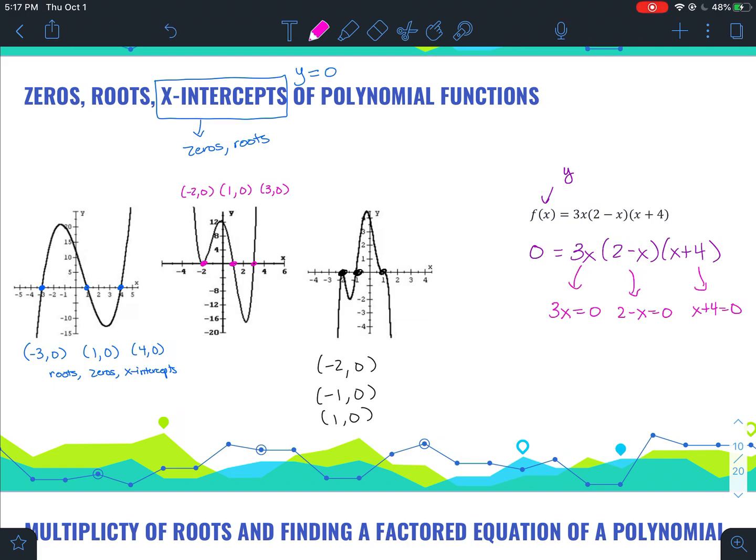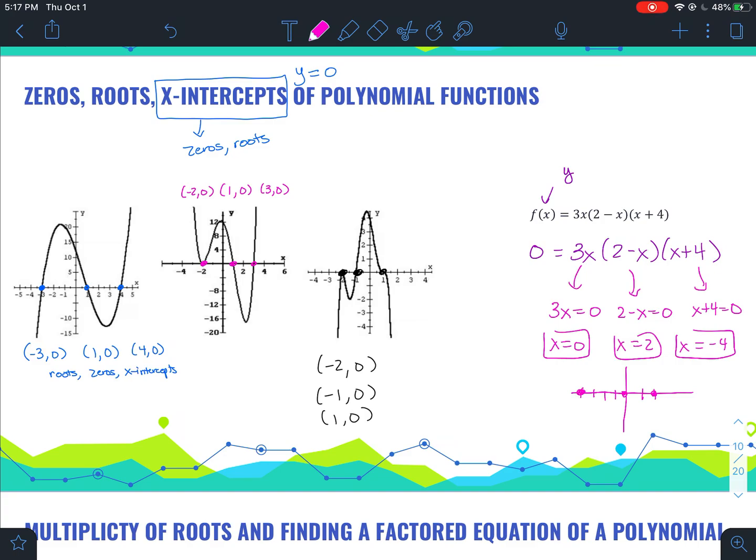So it's in factored form. So we factored and we solved. So either x is 0, x is 2, or x is -4. So that means if I were to graph that, I would have x-intercepts at 0, 2, and -4.